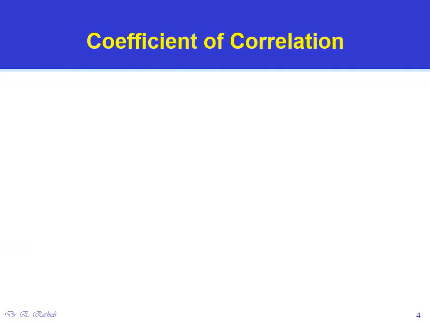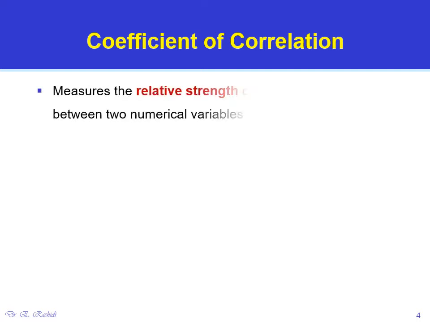Coefficient of correlation. So we learned about one flaw of covariance, and that is that it is impossible to make a conclusion about the relative strength of a relationship between two variables based on the value of the covariance. So the coefficient of correlation is the medicine for that. The coefficient of correlation measures the relative strength of the linear relationship between two numerical variables.